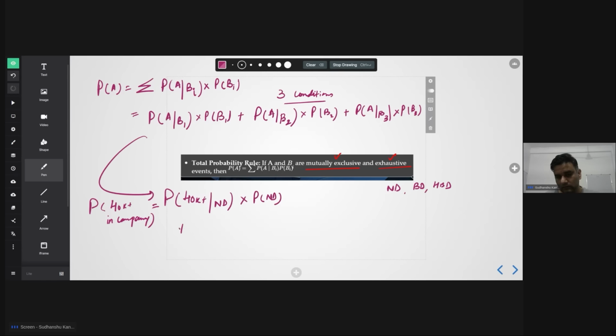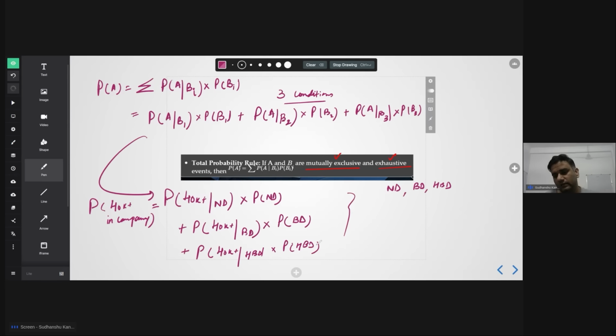What's the second condition? The second condition is probability of 40k plus given bachelor degree, multiplied with the probability of bachelor degree. Third is probability of 40k plus with HBD, higher than bachelor degree, multiplied with the probability of HBD. So this is the whole thing which we are doing, and we have the values for this.